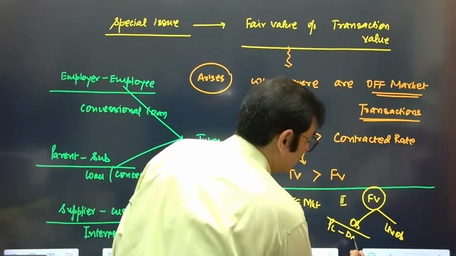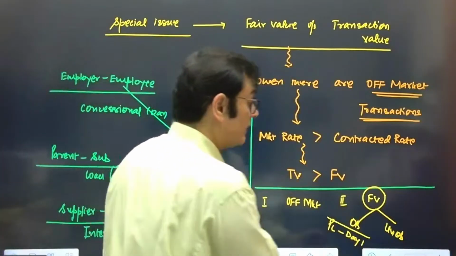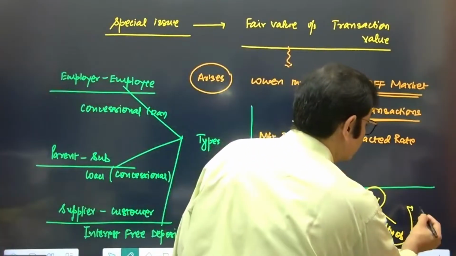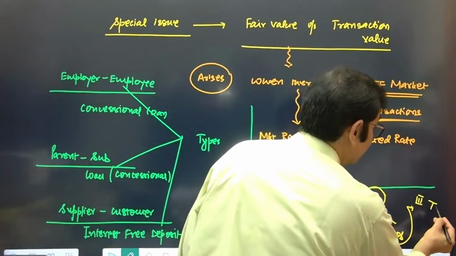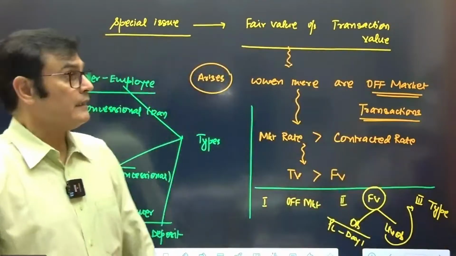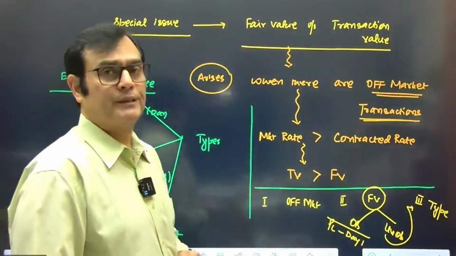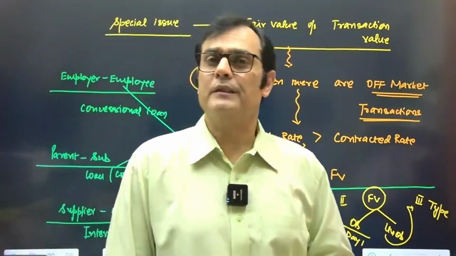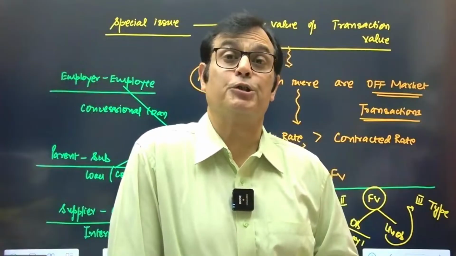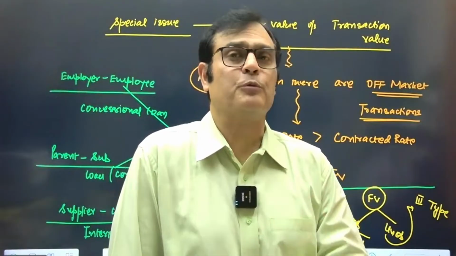It is called a day one gain or loss, as the case might be. But if it is unobservable, then you go to step number three and look at the type of relationship. The type of relationship is one of these three: is it employer-employee, parent-subsidiary, or customer-supplier relationship? And depending upon the type of relationship, you accordingly deal with the inputs.